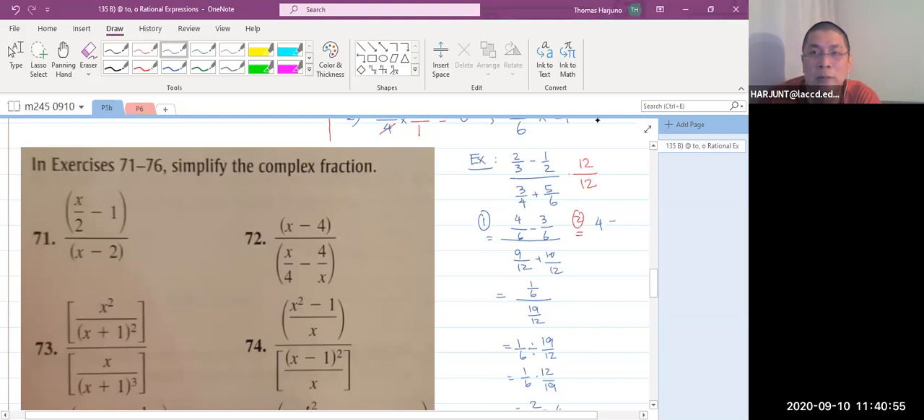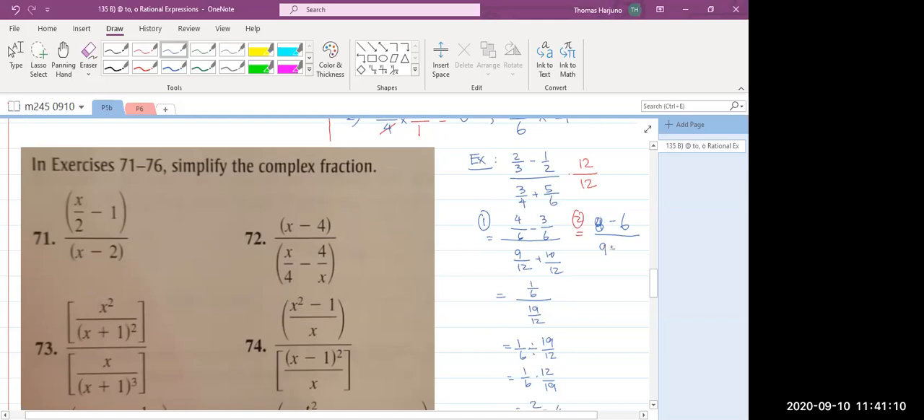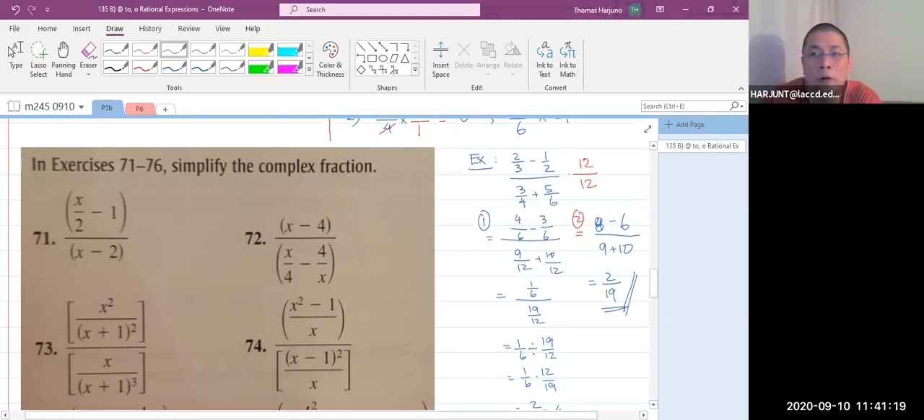4 minus, oh, I'm sorry, it should be 8. 8 minus 6 over 9 plus 10 equals 2 over 9. So you see 12 multiplied by 2 thirds, that's 8. 12 multiplied by 1/2, that's 6. 12 multiplied by 3/4, that's 9. 12 multiplied by 5/6, that's 10.